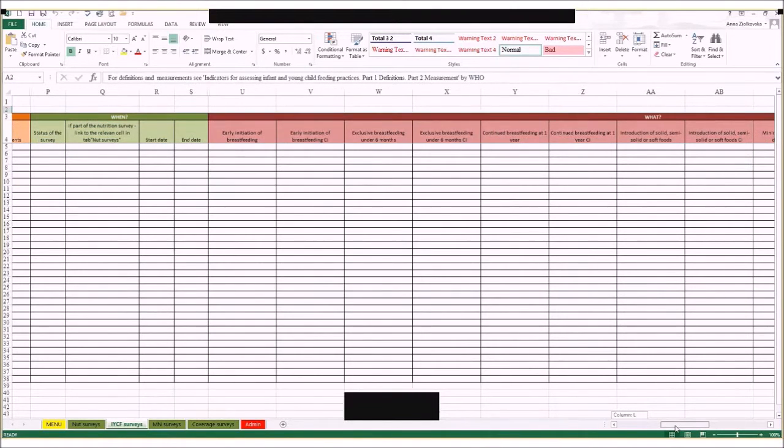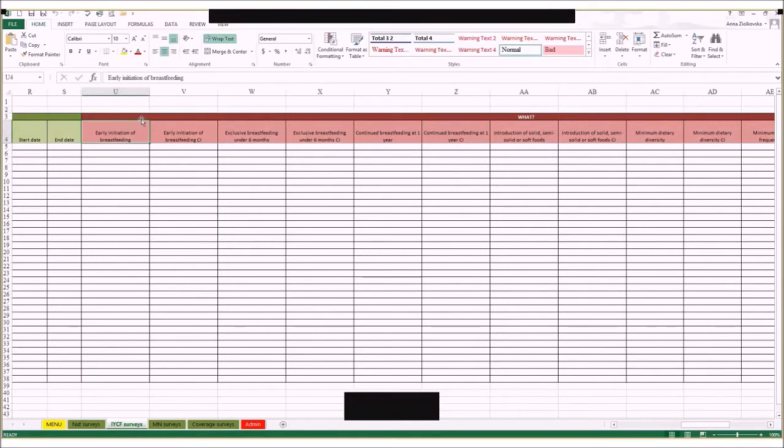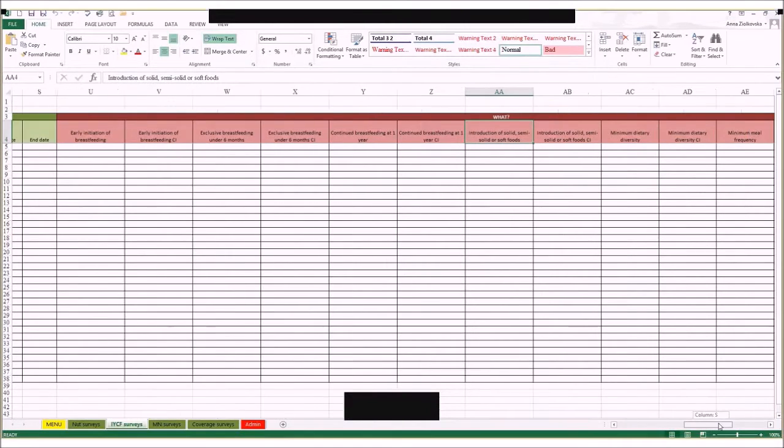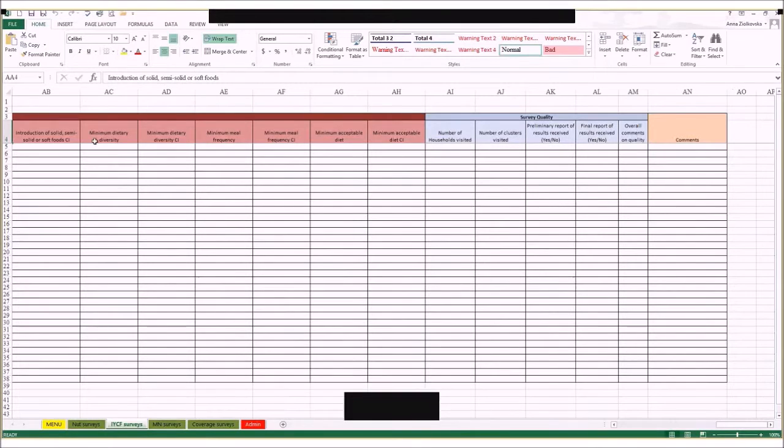For each of these 8 indicators, we want to know the indicator and the confidence interval. So the main 8 indicators, just to name them: ever breastfed, early initiation of breastfeeding within 1 hour of birth, exclusive breastfeeding of children under 6 months, continued breastfeeding at 1 year, introduction of solid, semi-solid food, minimum dietary diversity, minimum meal frequency, and minimum acceptable diet. So it's all 8 standard indicators that are collected in emergency and not in emergency, which means that you can have this information also as preparedness for the emergency.